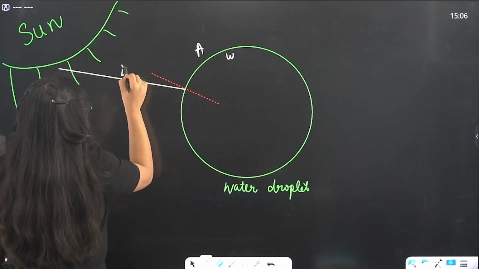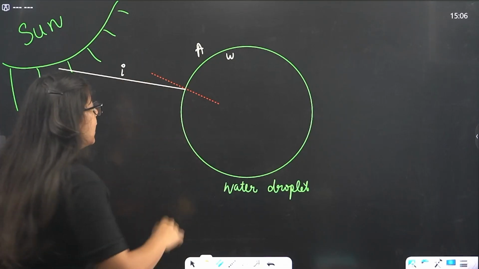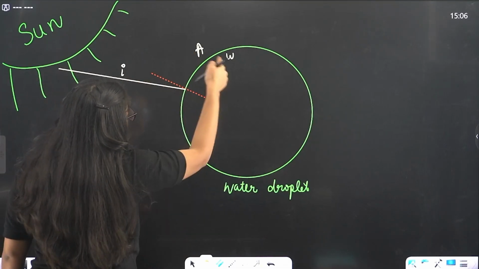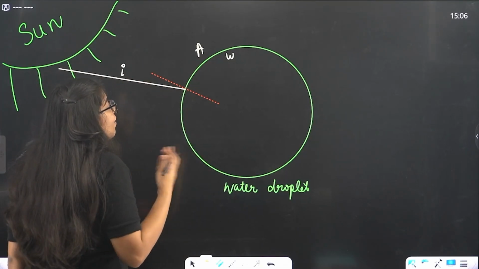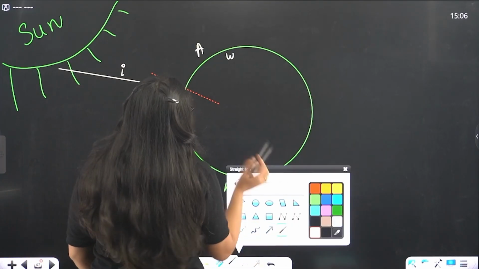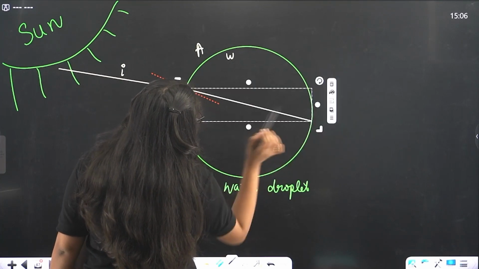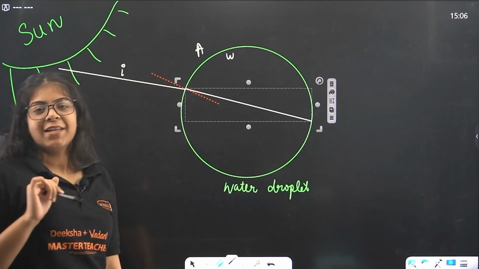So this is an incident ray, the sunlight. It is going inside the water bubble, the water droplet. Now it is normal. Now you tell me, air to water, the light will bend away from the normal or towards the normal? It will bend, ma'am, it will bend towards the normal. But there is one catch in it.